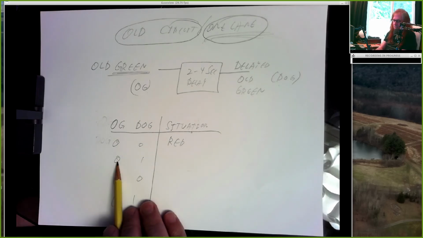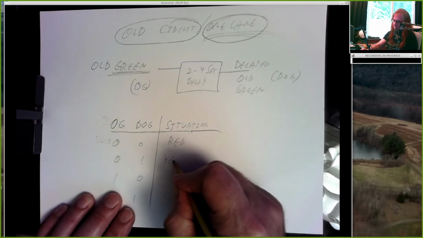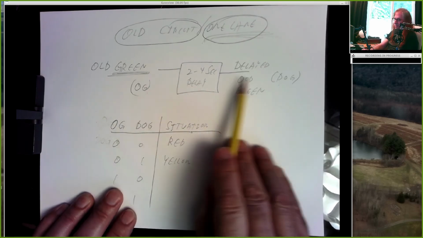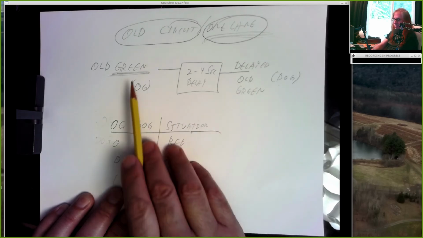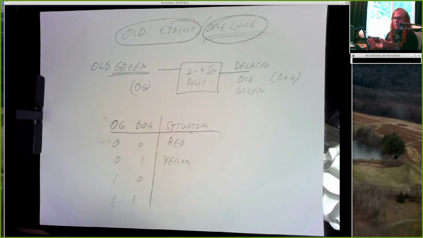Alright, if I do not have permission to go, but I had permission a few seconds ago, what color should my light be? Right, that's a yellow light. This is saying, hey, 2 to 4 seconds ago, my light was green. I had permission, but right now I don't have permission. Somebody else has higher priority. My light is changing from green to red, so my light should be yellow.